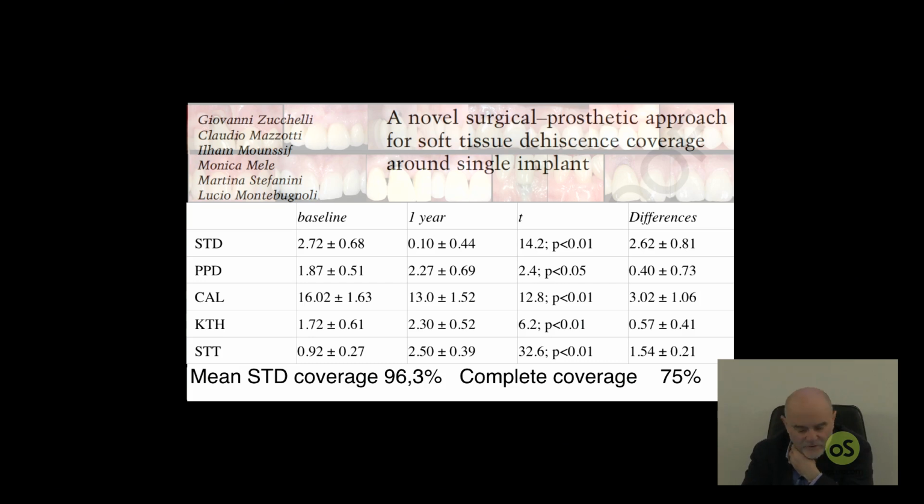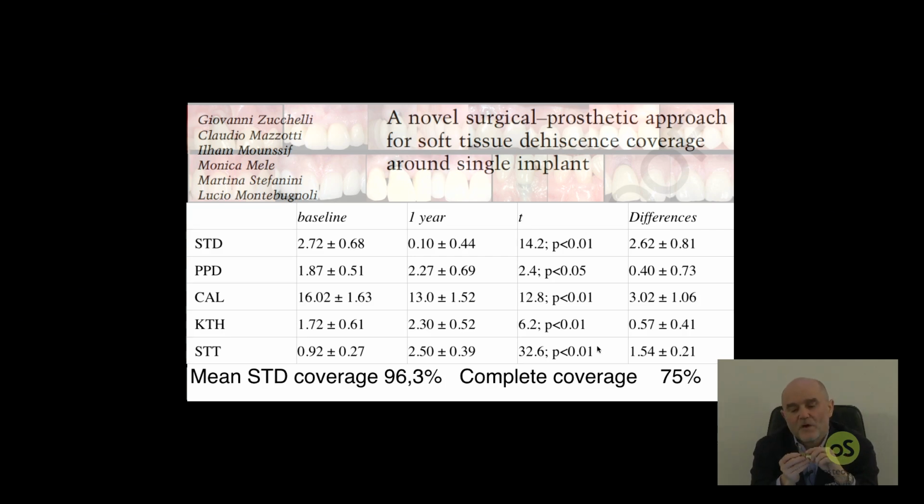While the second outcome, that is the first outcome for the patient, how much of the exposed implant surface was covered with this combined surgical and prosthetic procedure, was 96% of the previously exposed surface, which is very nice data. It's incredibly positive in terms of percentage, but the outcome we were able to achieve in terms of complete coverage is also very, very great.